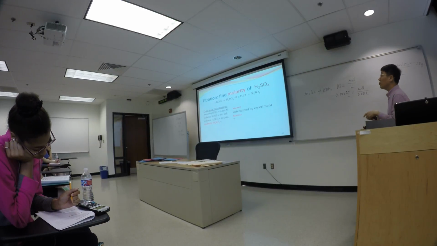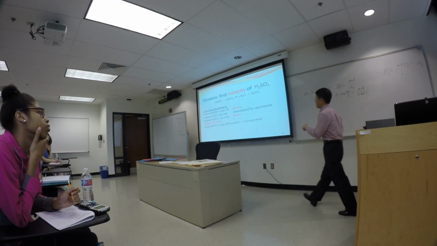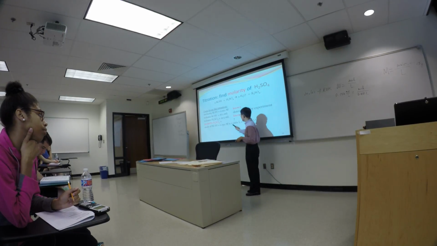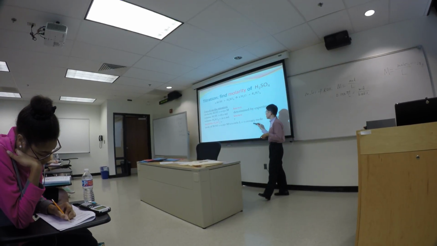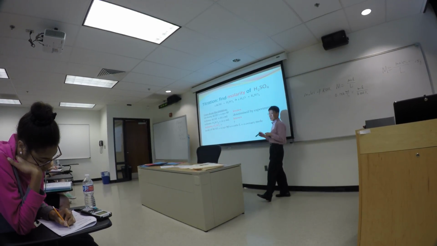We need to figure out the number of moles of potassium hydroxide, and if you plug in the numbers, 0.150 times 0.0161, volume has to be in liter. That will give you 0.002415 mole of potassium hydroxide.